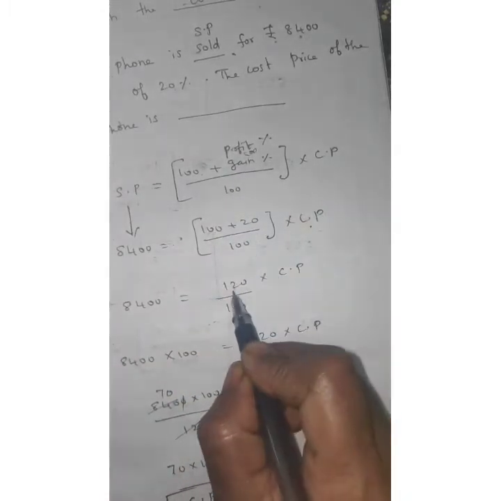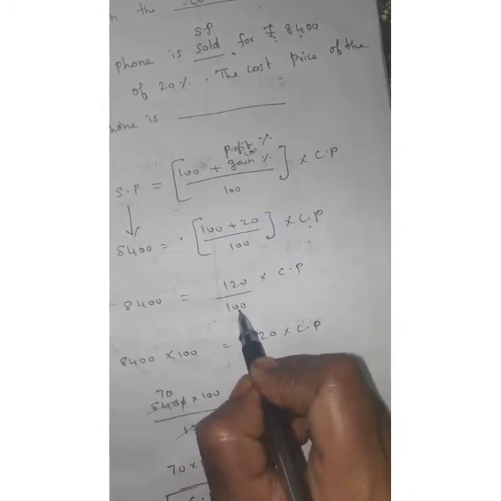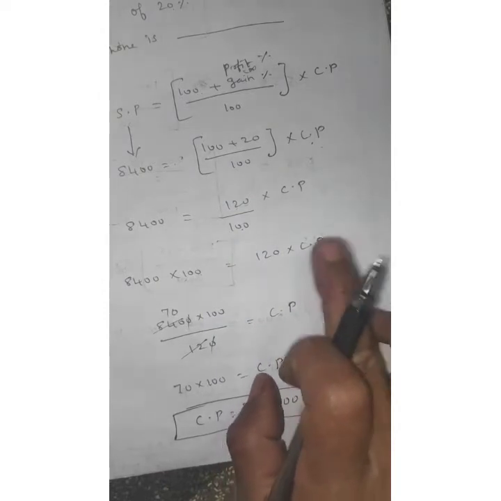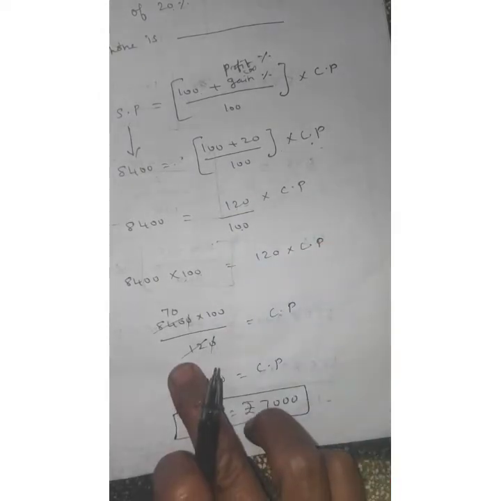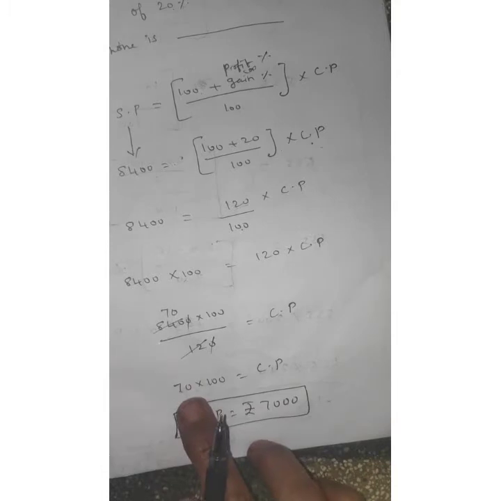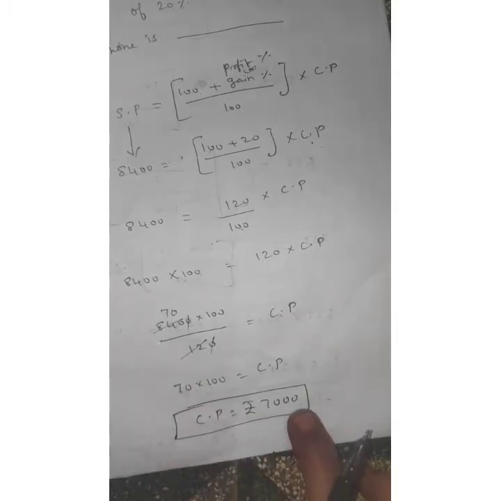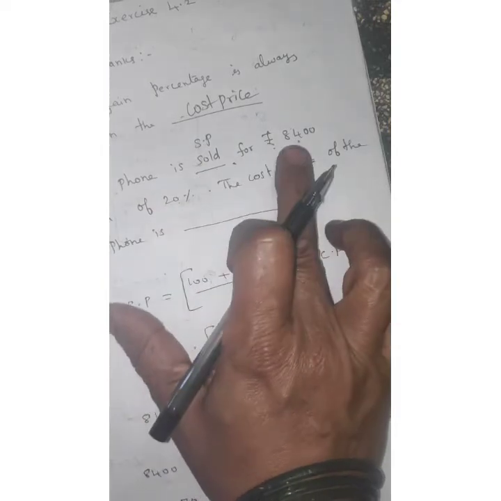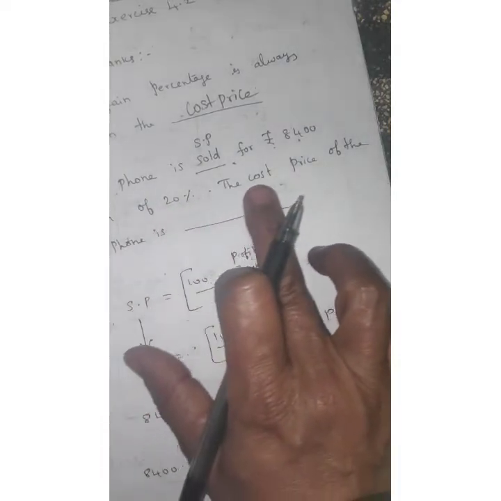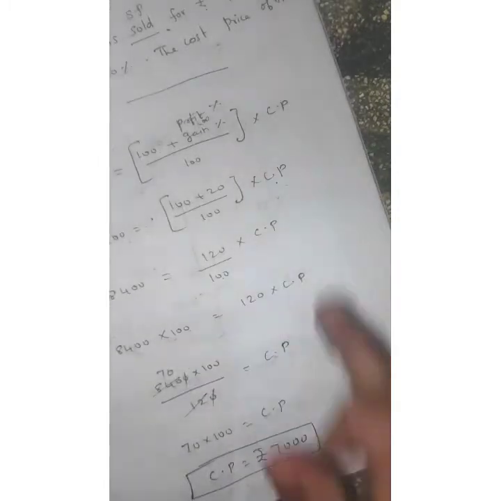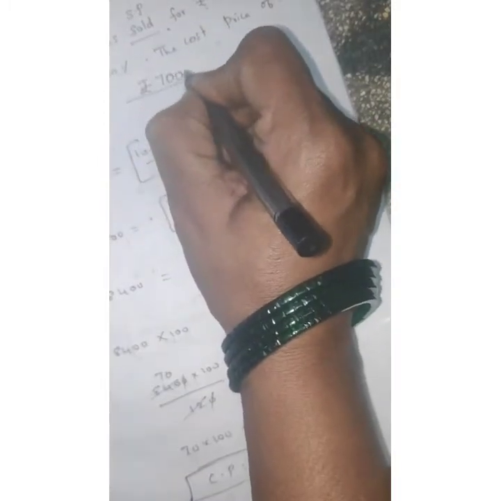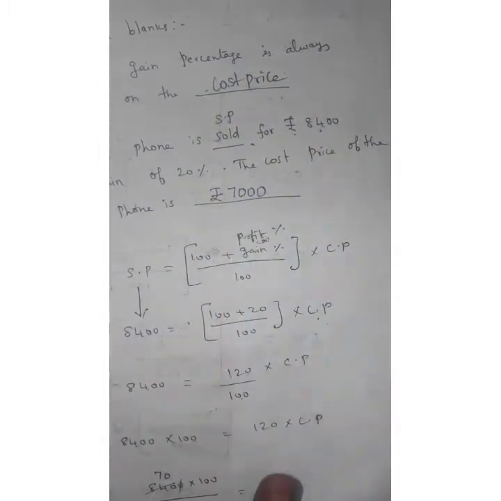Now 100 plus 20 equals 120 by 100. Do the cross multiplication: 8,400 into 100 equals 120 into CP. To find the CP value, 120 divided by 120 cancels, and the answer is CP equals 7,000. So a mobile phone is sold for 8,400 at a gain of 20%. The cost price of the mobile is rupees 7,000.